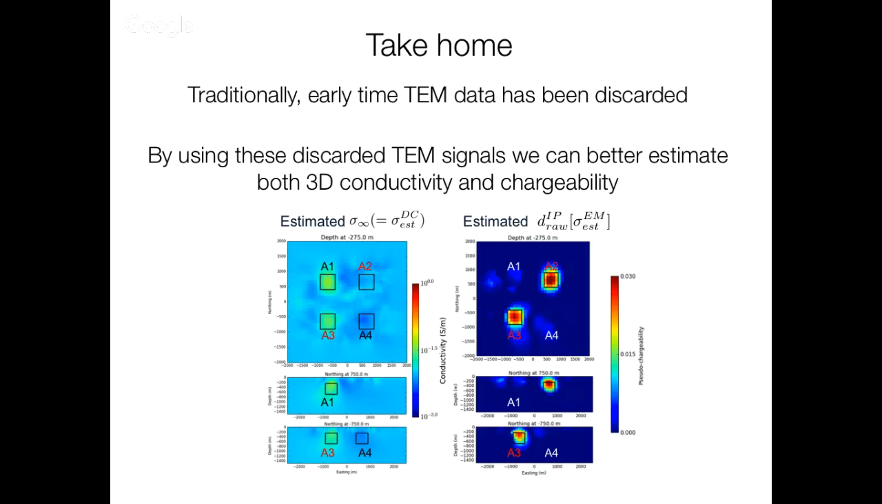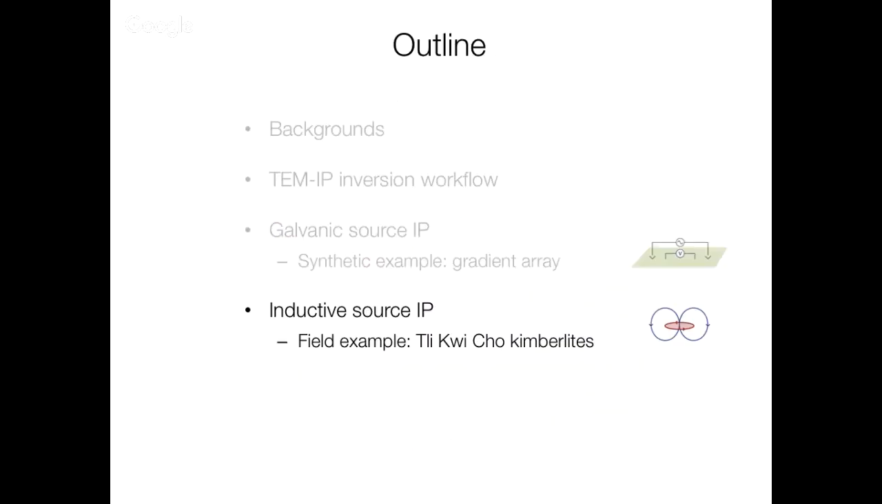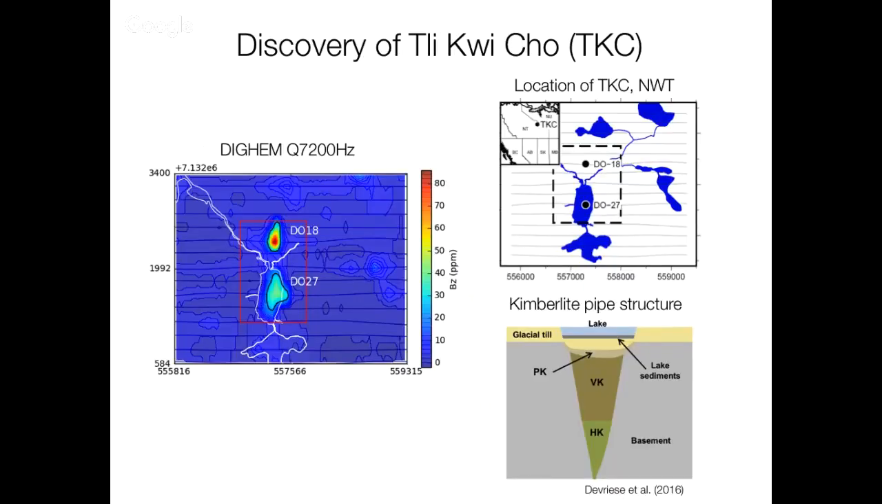Lots of people have realized that there are chargeability effects in airborne data, and they do something that's generally 1D, and maybe it actually works okay, but there's nobody that I know that has taken this problem, dissected it to the extent that we have, and made a general 3D inversion for it. So we're going to look at inductive source IP, and a field example is Tli Cho.